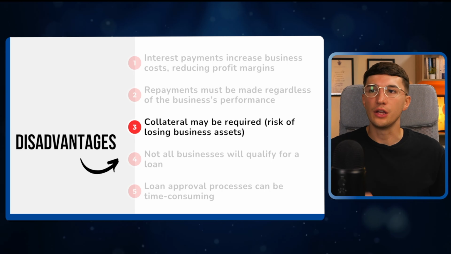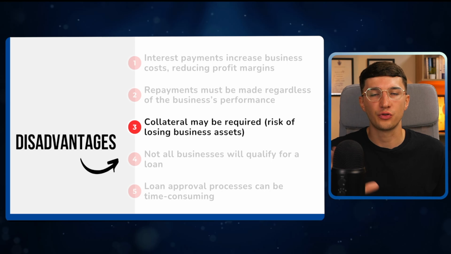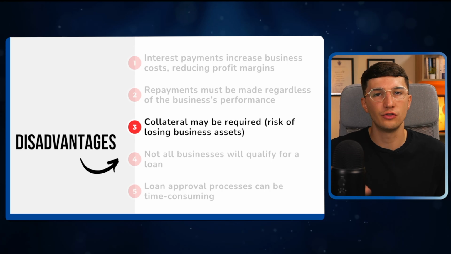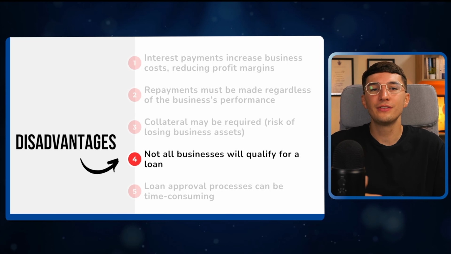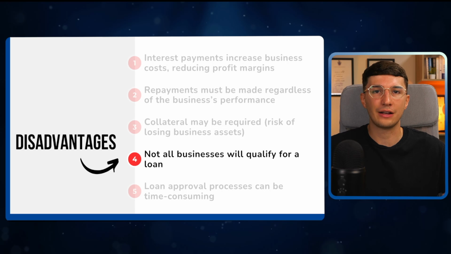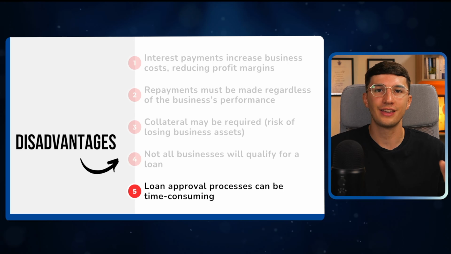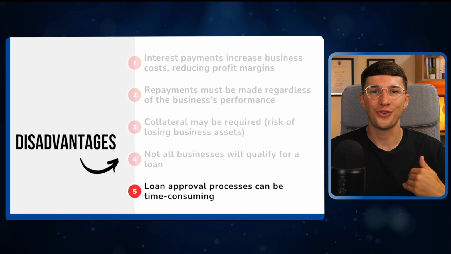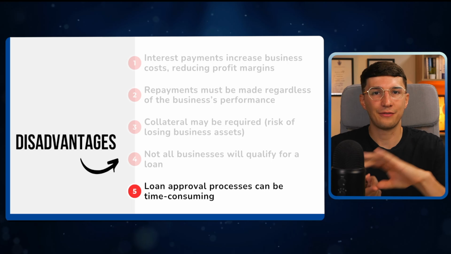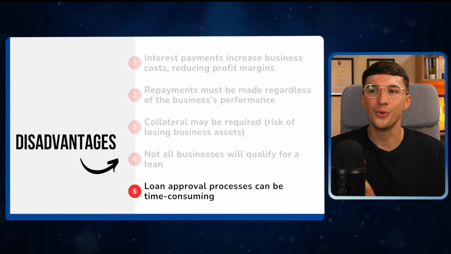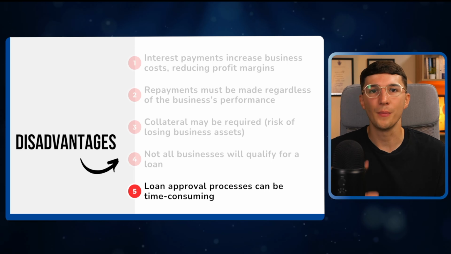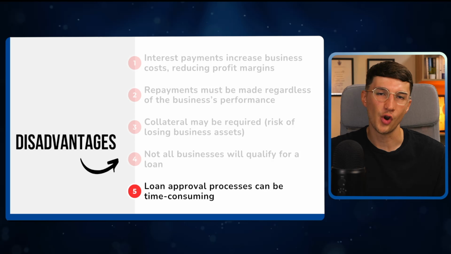And like we said earlier, you may need to sign up some collateral, which puts some risk of you losing some of your business assets, of course, if you can't pay the loan back. And not all businesses will qualify for the loan. Some banks may see the business as too risky. And the overall process to try and get the loan, because remember, you're going to have to make a business plan, you're going to have to make a case, you're going to then have to wait for the approval. This can be quite a long time until you get the loan. And of course, it's not guaranteed.